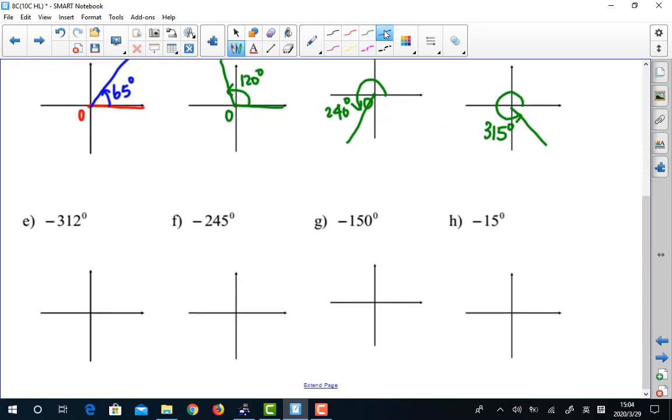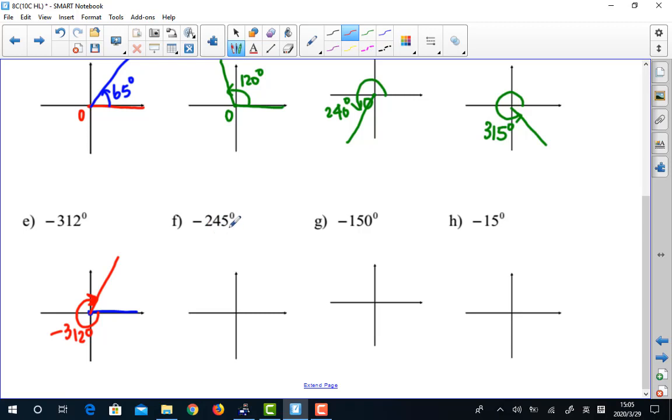Negative angles. The only difference between a positive angle and a negative angle is the direction of your rotation. Negative 312 degrees. That means you still place the vertex of this angle at the origin, and your initial arm is still placed on the positive x-axis. But for the terminal arm, you rotate clockwise 312 degrees. So this angle is negative 312 degrees. And you can also use an arc with an arrow to show the direction of your rotation.